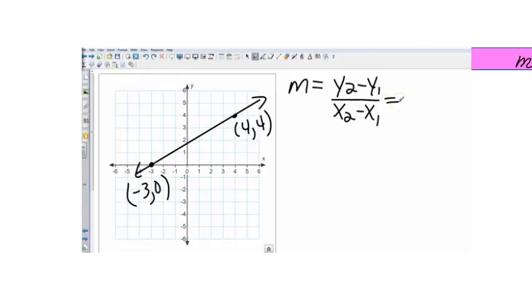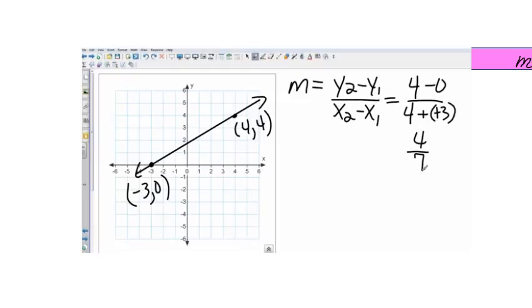And so my y2 is 4. My y1 is 0. My x2 is 4. And my x1 is negative 3. Watch that minus a minus. So that's going to be 4 over 7. Notice that's a positive slope. It is rising. We could tell that by looking at the line. It's rising from left to right.